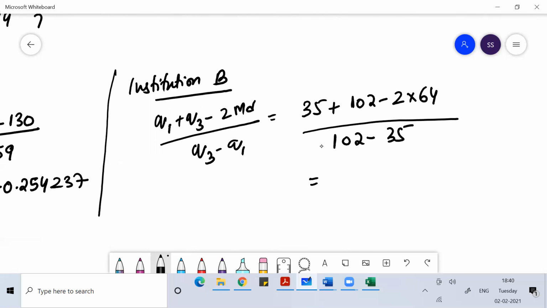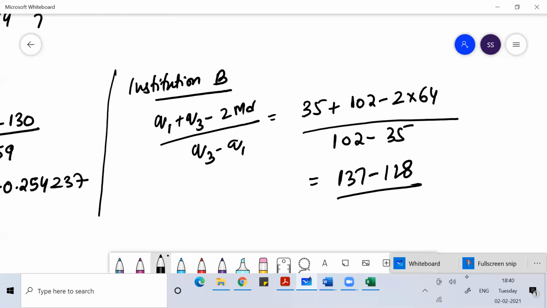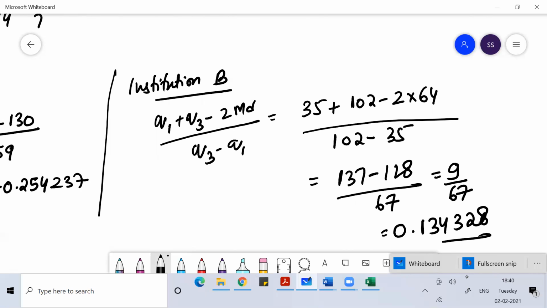So 102 plus 35 is 137, minus 2 times 64, which is 128. And 102 minus 35 is 67. So 137 minus 128 is 9. 9 divided by 67 is 0.134328. This is the Boyle coefficient of skewness for institution B.